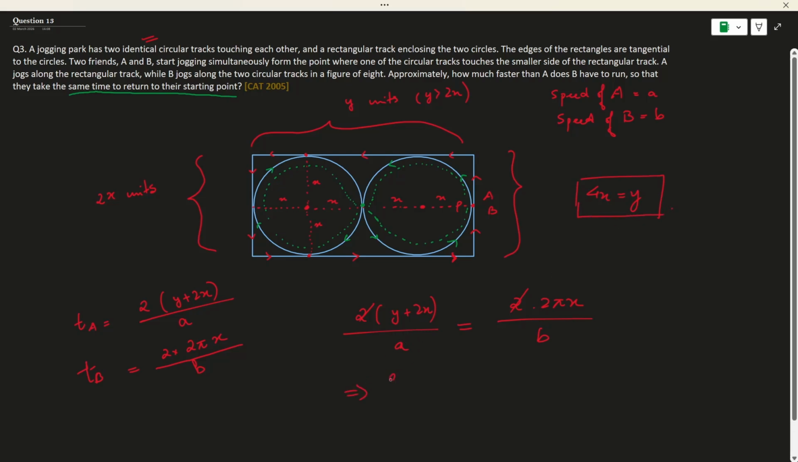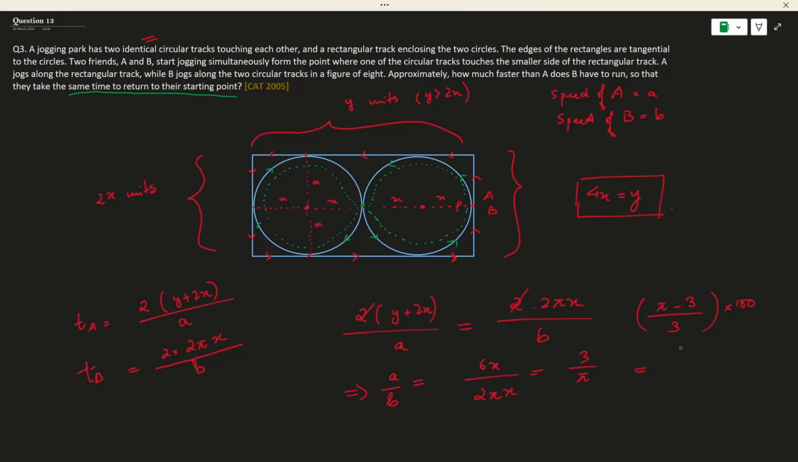Okay, so what is a by b? A by b is basically y plus 2x. What is y? Y is 4x, so 6x by 2 pi x. X gets cancelled, so 3 by pi. So a by b is 3 by pi. So what is the question? Approximately how much faster than a does b have to run? Clearly the speed of b is more. And how much more? By what percentage more? So pi minus 3, we are comparing with a, so a's speed is 3, into 100.